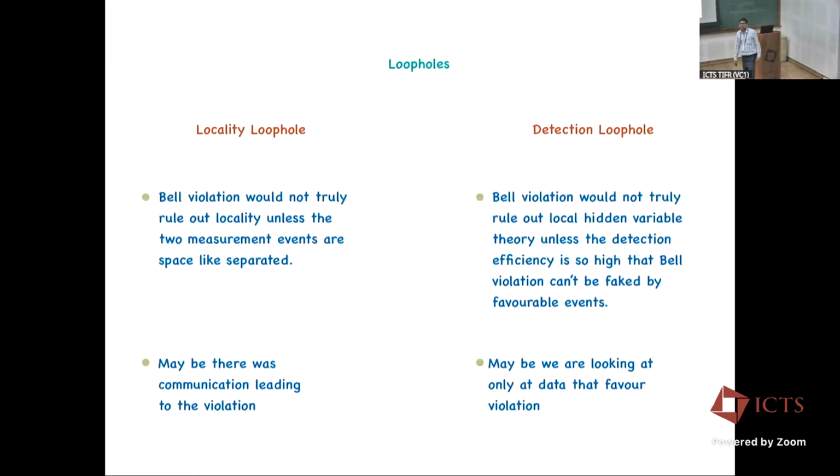The detection loophole says that the experimental efficiency has to be so high that we don't leave out any data, because if I leave some data, then the critic will argue that you have selected only the favorable data which actually violates, and the unfavorable data which doesn't violate are discarded. So they have to ensure that the efficiency is also very high. This way they have done the detection loophole-free test.